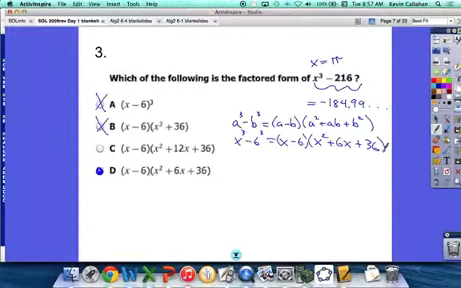And then you use the store value strategy. So far, what have we done? It has to be a binomial times a trinomial. 2 terms times 3 terms, right? This one is just 1 term cubed. That can't be it. This is 2 terms times 2 terms. That can't be it. Both of these are 2 terms times 3 terms, so they both could be it. So you check those two. Piece of cake, right?